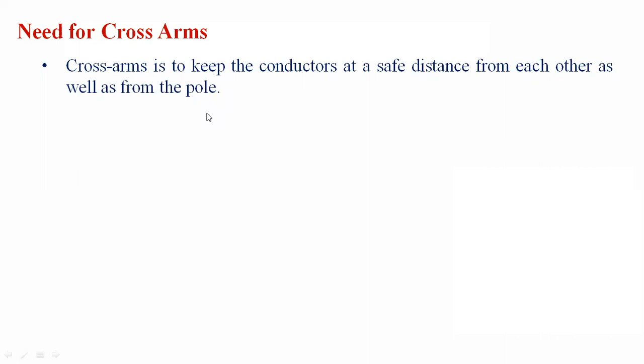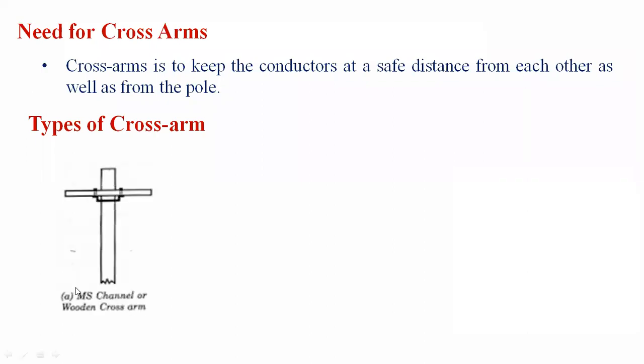The types of cross arms are classified into 4 types: MS channel cross arm, U-shaped cross arm, V-shaped cross arm, and zigzag cross arm. This is the MS channel cross arm. Here, this supporting structure is used for either a wooden pole, steel pole, RCC pole, or PSCC pole.